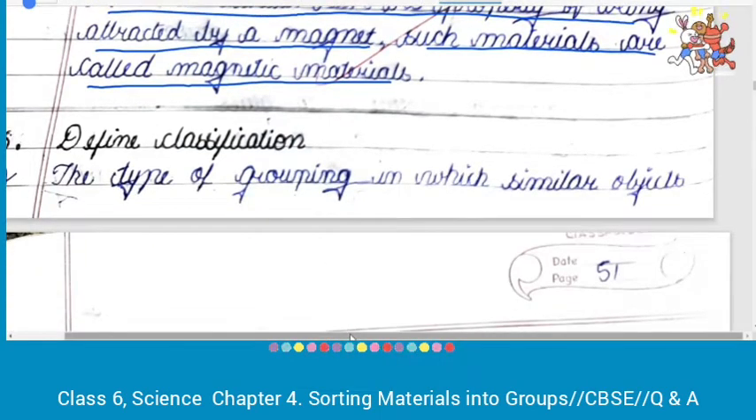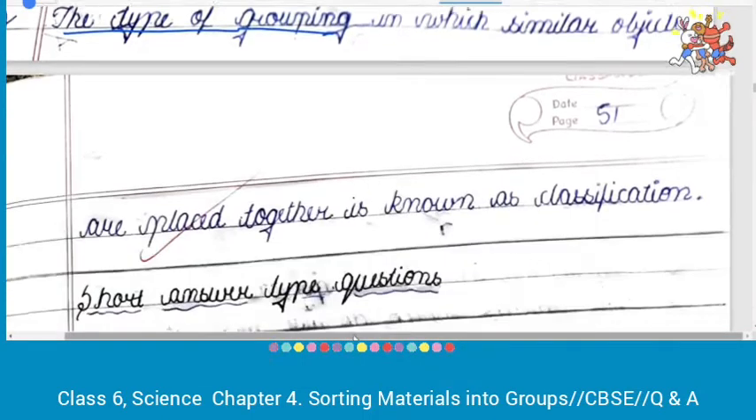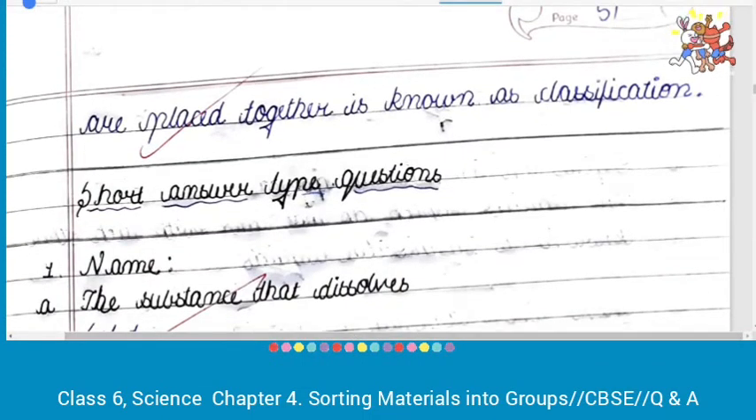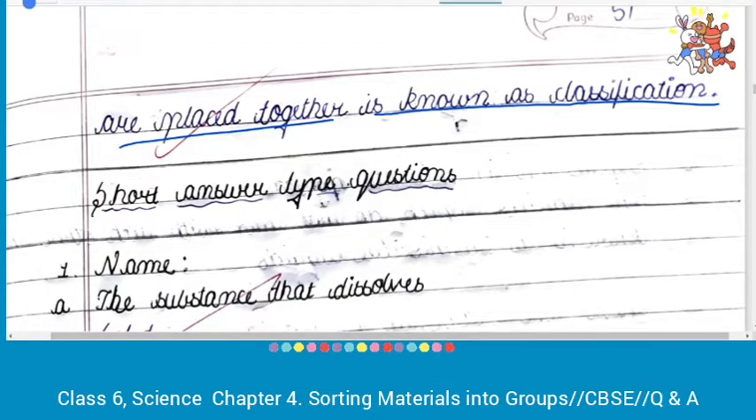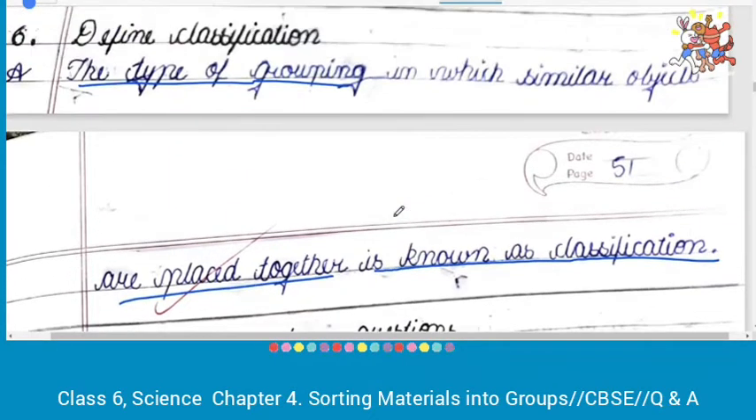Define classification. The group of objects or the type of grouping in which similar objects are placed together is known as classification.